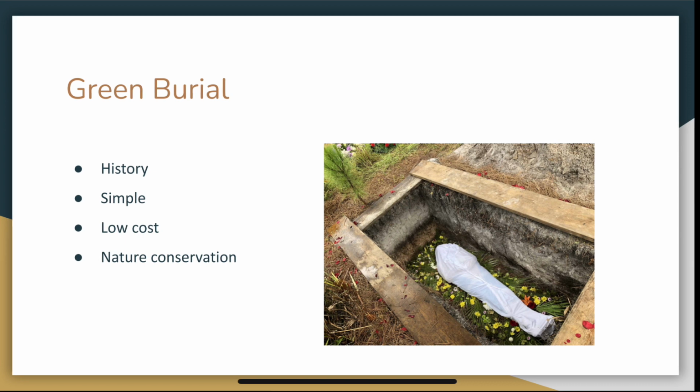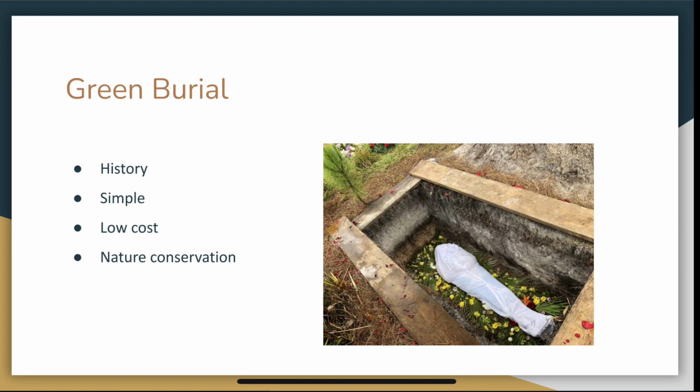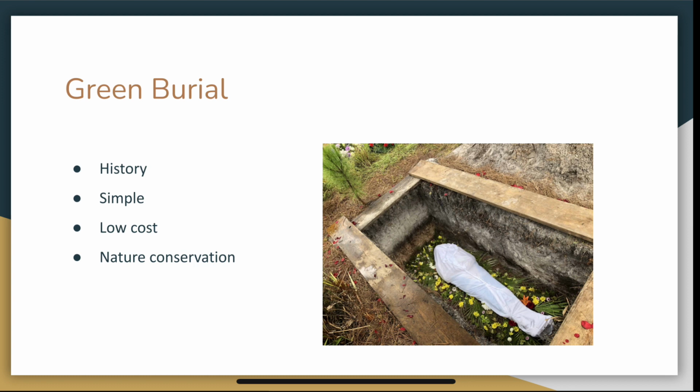These types of burials are not new. Most burials before the mid 19th century were conducted this way, as are many Jewish and Muslim burials today. Green burials are enjoying a resurgence in popularity today for a few reasons. Number one is the simplicity. The idea of wrapping the body in a shroud or placing it in a plain unadorned coffin appeals to those who prefer their burial arrangement to be simple.